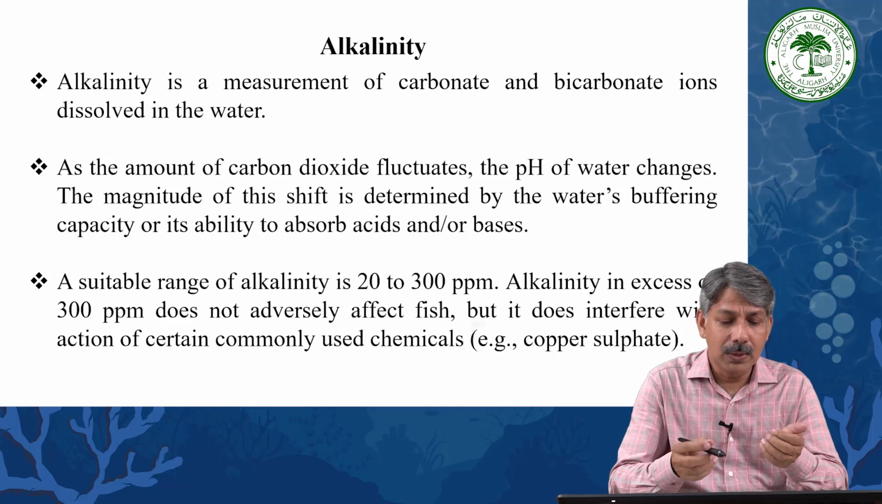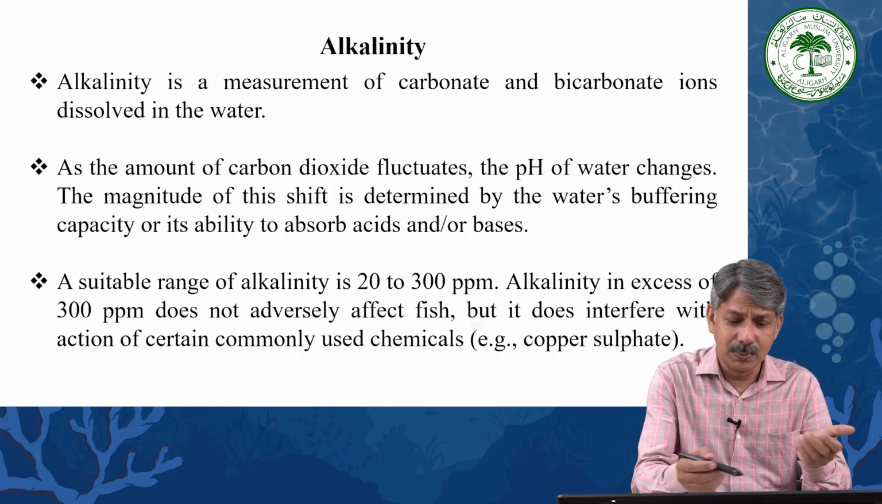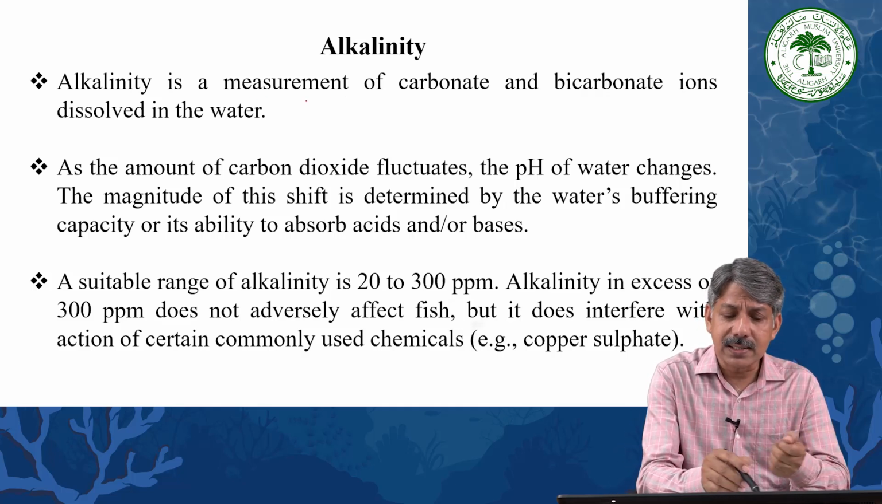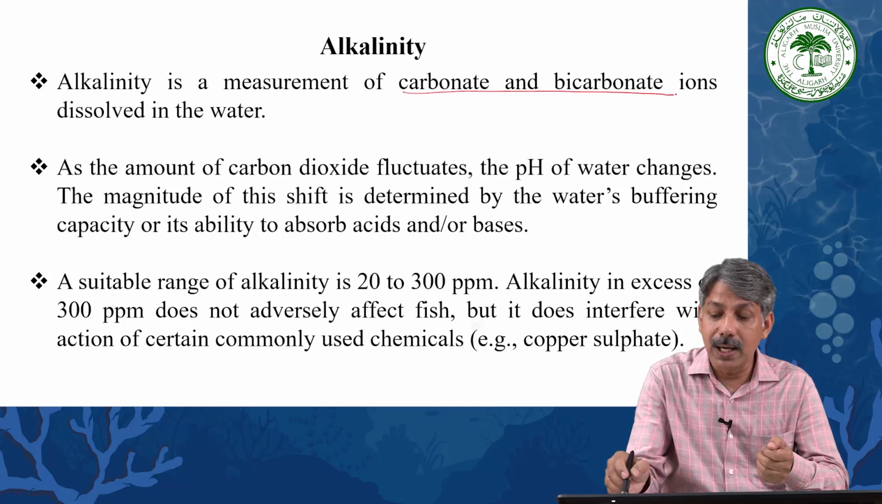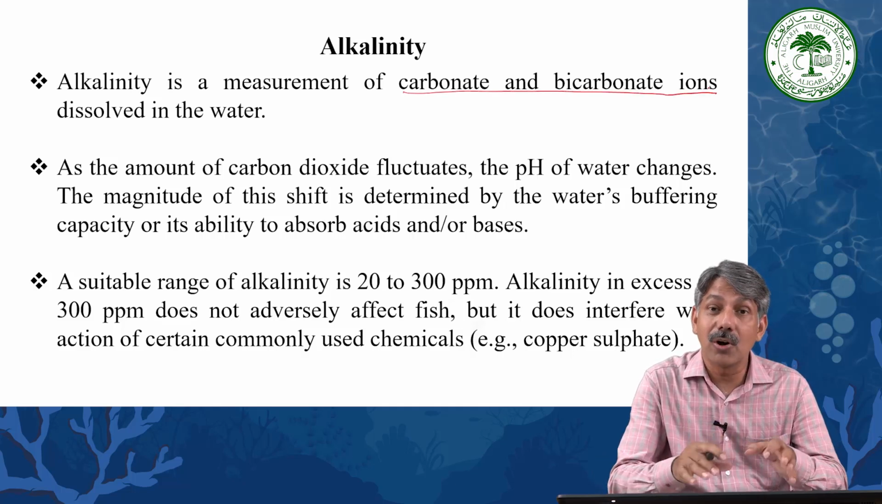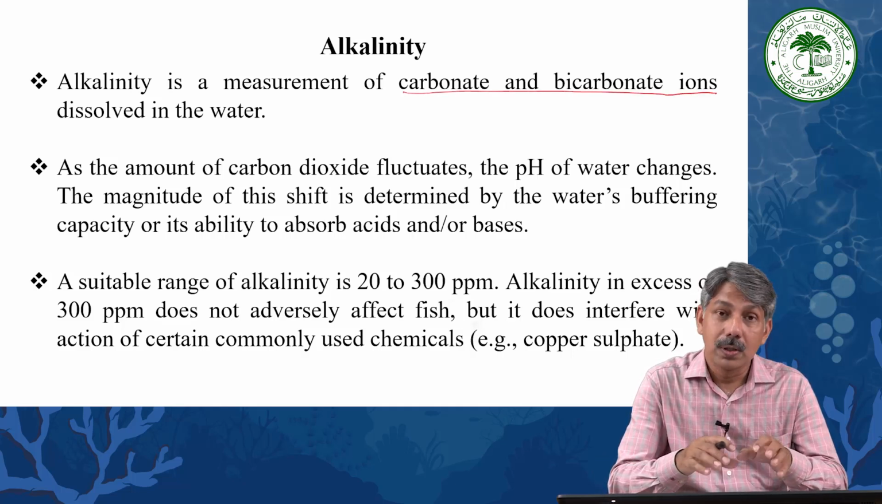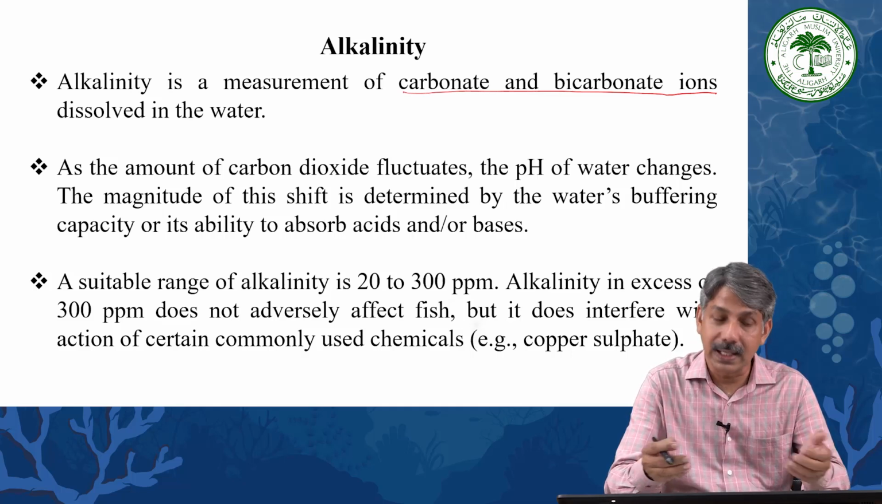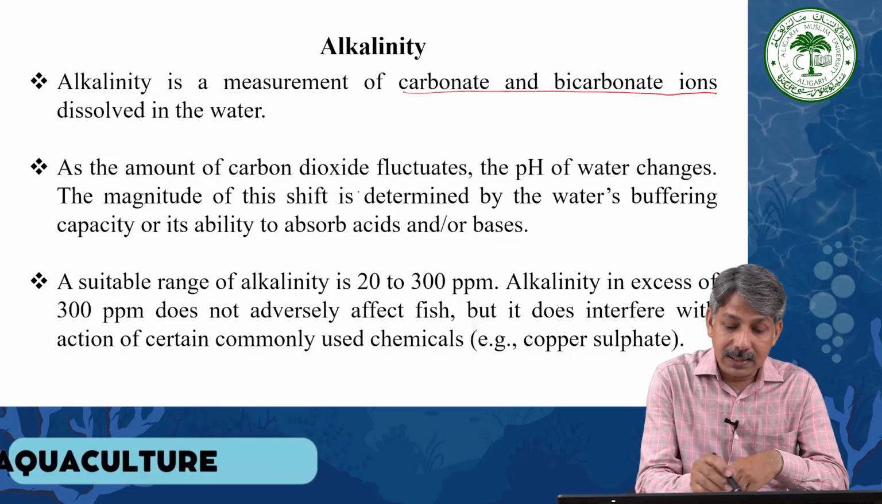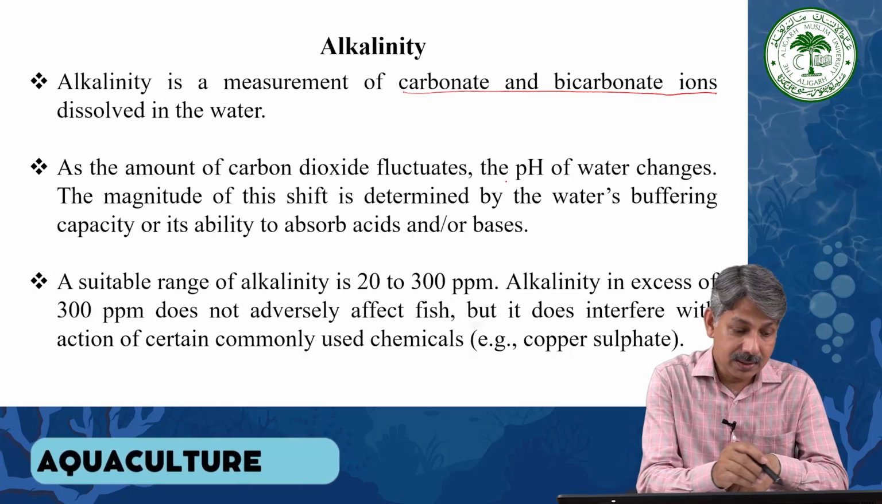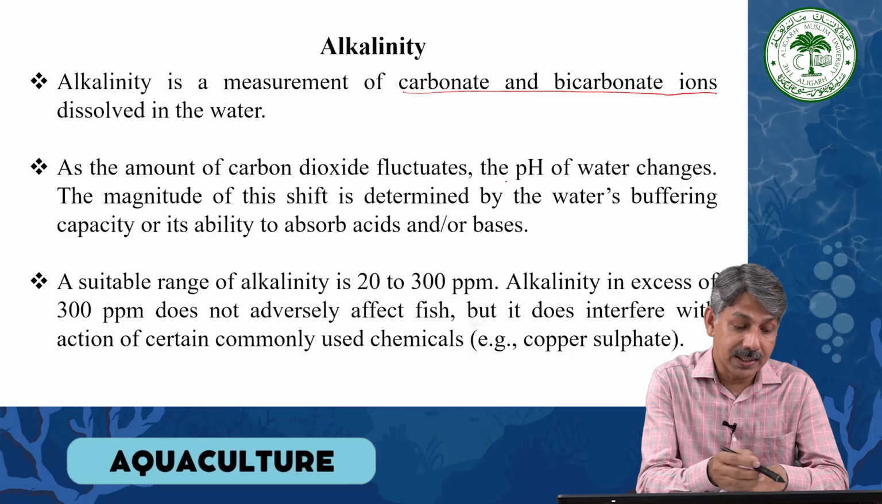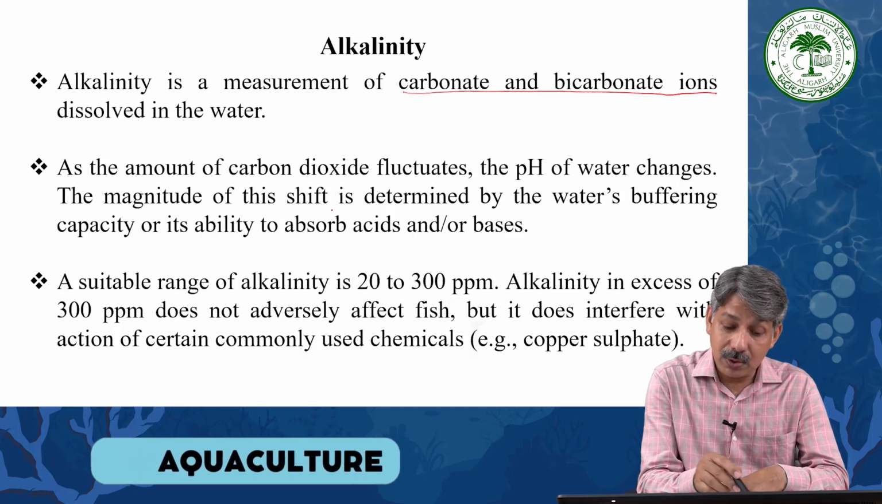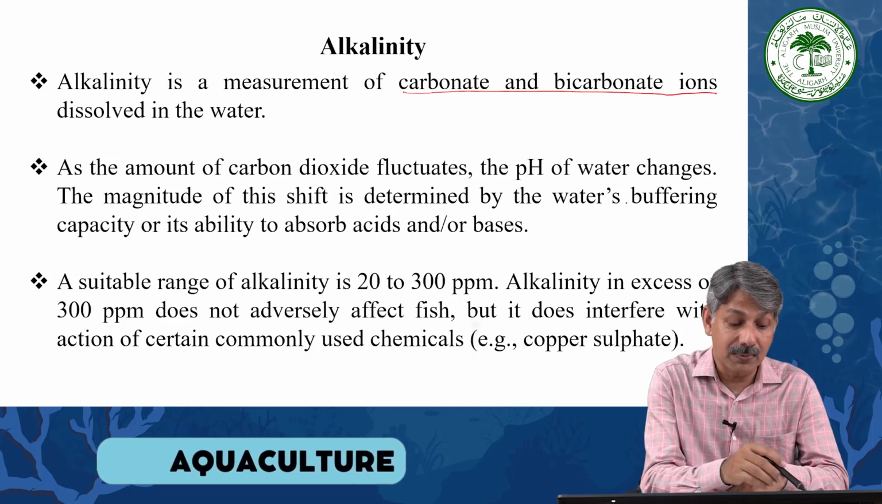So, what is alkalinity? You must have studied it. Alkalinity is a measurement of carbonate and bicarbonate ions which are dissolved in water. We measure that, and that is represented as alkalinity. As the amount of carbon dioxide fluctuates, the pH of water changes. We studied that in the previous lecture. The magnitude of this shift is determined by the water's buffering capacity.